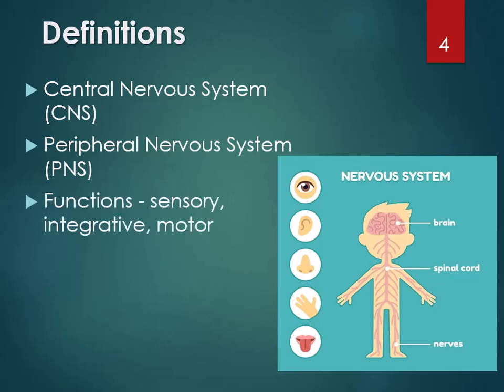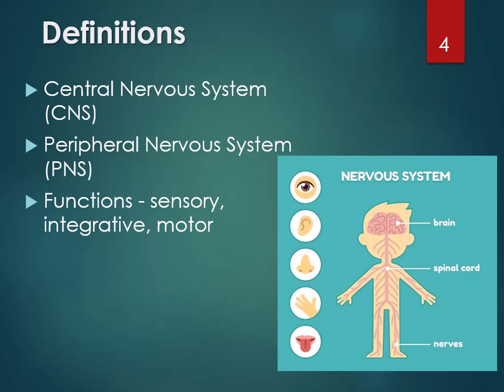The functions of the nervous system are to detect information with sensory receptors and send that information to the brain, which figures out what it means, that integrative or processing part, and then the brain decides to send a response through the motor neurons to an effector. Effectors are always muscles or glands.